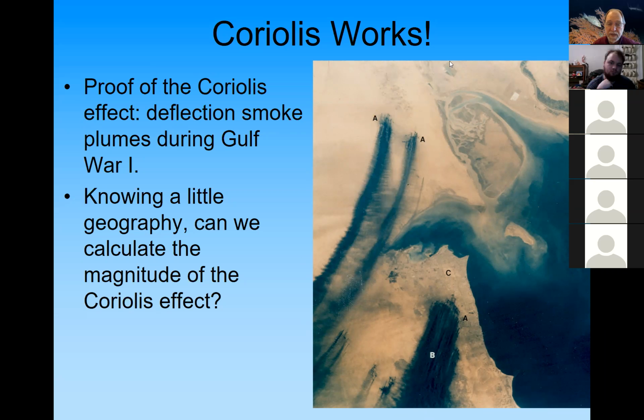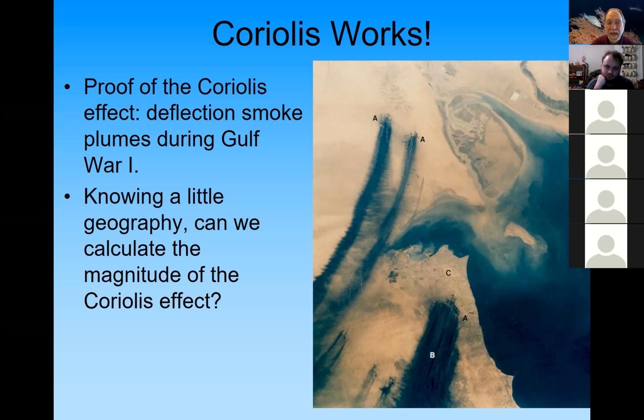And in this case, it's a northern wind. It's a wind coming out of the north and blowing to the south. And you can see then that these currents of smoke, or these plumes of smoke, have this deflection, and that deflection is due to this Coriolis effect.